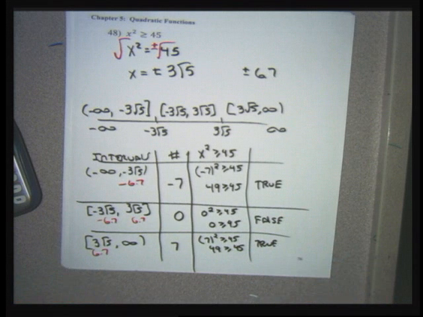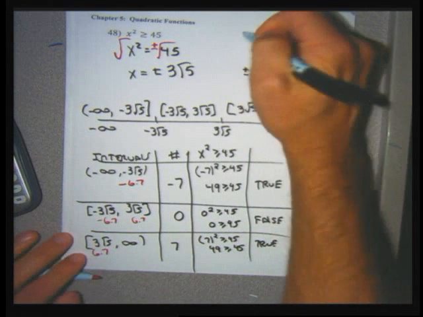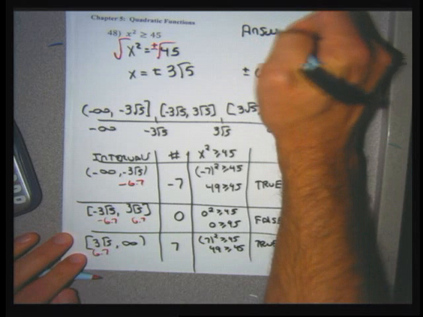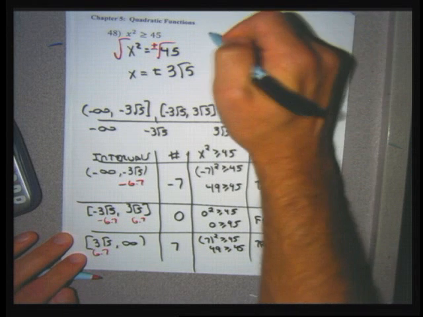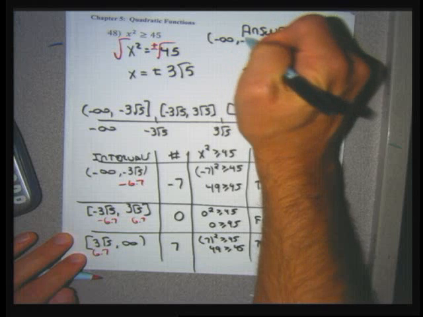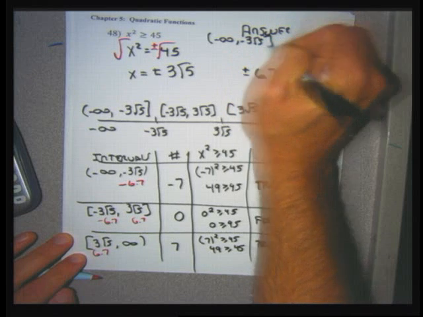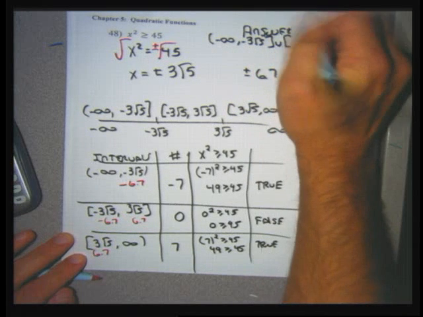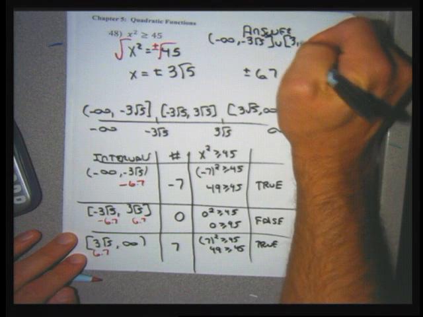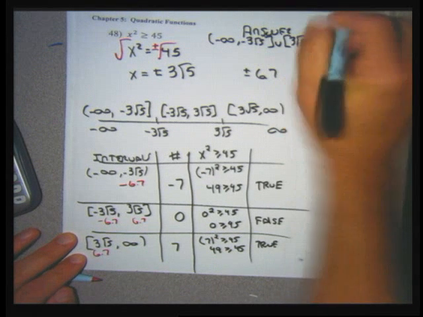So my answer is going to be the true intervals. So my answer is going to have two intervals. The top interval, negative infinity to negative 3 square root of 5, and then the bottom interval, 3 square root of 5 comma infinity.